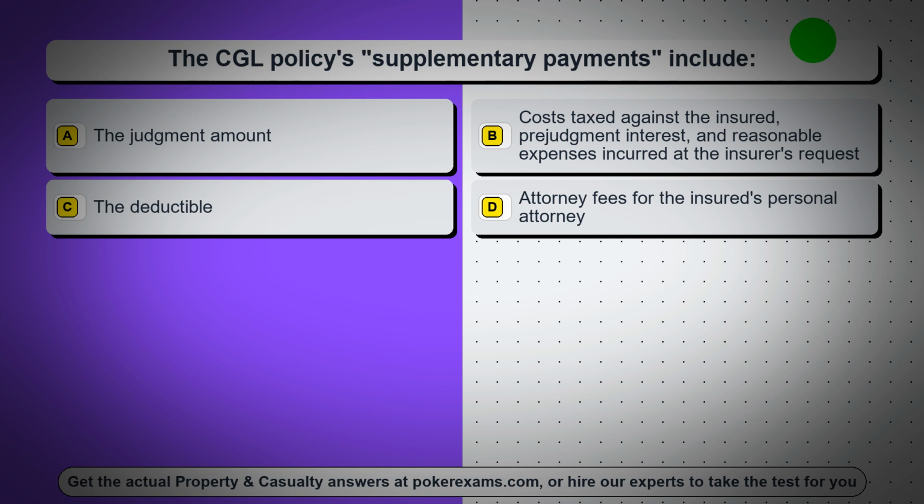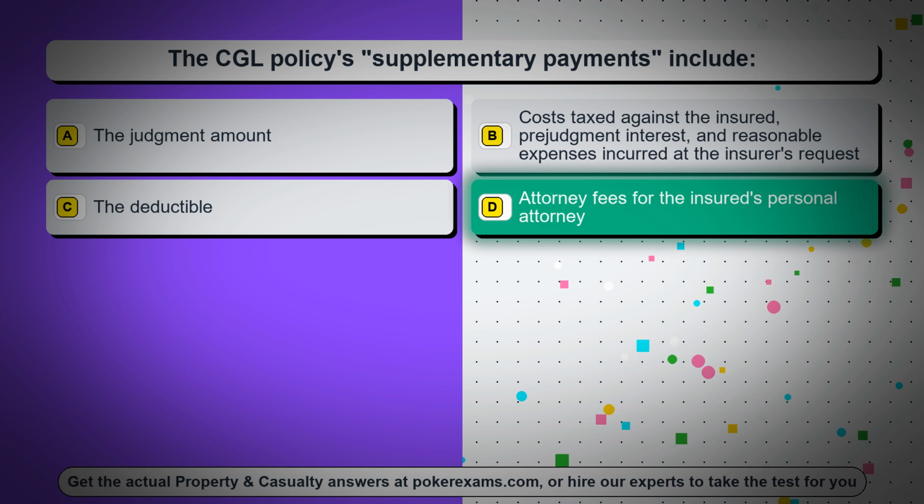Question 25. The CGL policy's supplementary payments include, option A, the judgment amount, option B, costs taxed against the insured, prejudgment interest, and reasonable expenses incurred at the insurer's request, option C, the deductible, option D, attorney fees for the insured's personal attorney. The correct answer is option D, attorney fees for the insured's personal attorney.